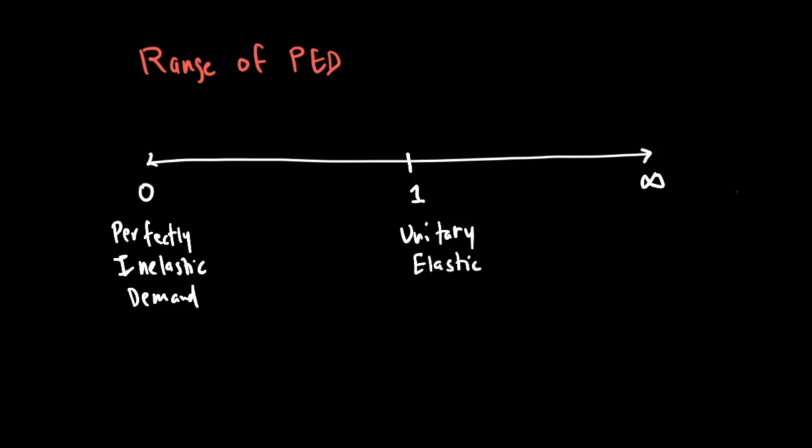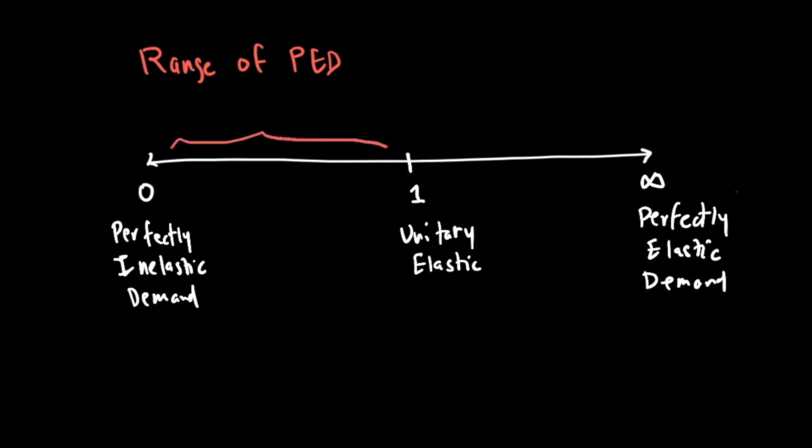While if the value goes to infinity, we call it perfectly elastic. And we'll talk about this in a little while. Perfectly elastic demand. But if the value lies between 0 and 1, and I'm saying it's actually a negative 0 and 1 because we're ignoring the minus sign.